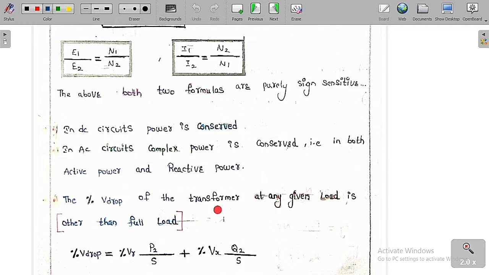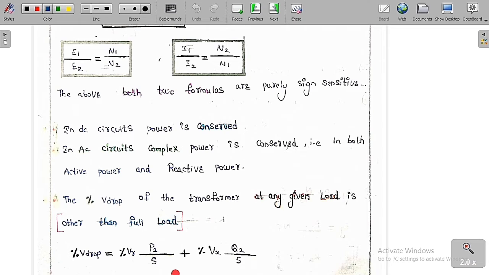The percentage voltage drop of the transformer at any given load other than full load. Suppose I take a load having a rating of P2 and Q2, and I want to find the percentage of voltage drop of the transformer at that load. The percentage of voltage drop means the drop in the internal winding, how much voltage drop there is. The percentage of voltage drop is equal to the percentage of voltage drop in the resistor into P2 by S plus the percentage of voltage drop in the reactance part into Q2 by S. So this is the basic formula.